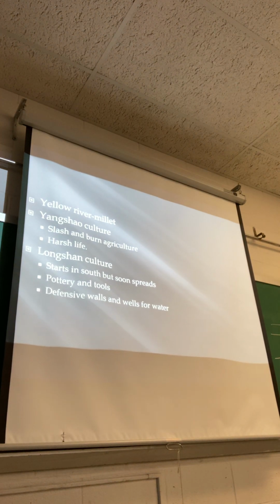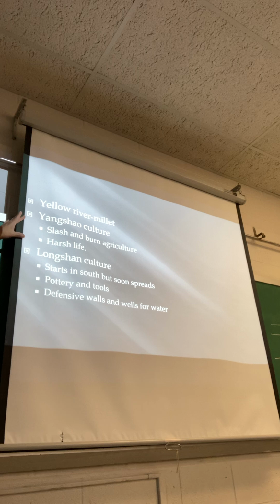Now, we've talked about how, and I didn't put it up there, but you should remember rice. Rice was the crop that they grew. The other thing that they grew was millet, and millet is another type of grain that can be used to make bread-like foods.